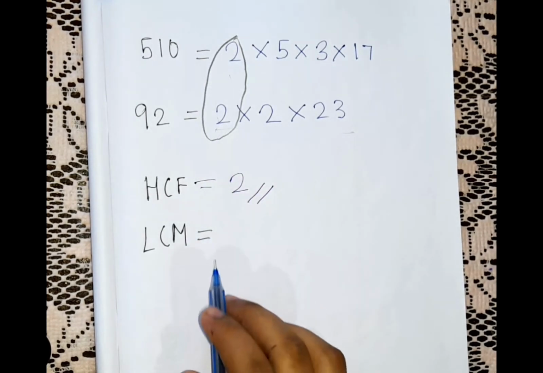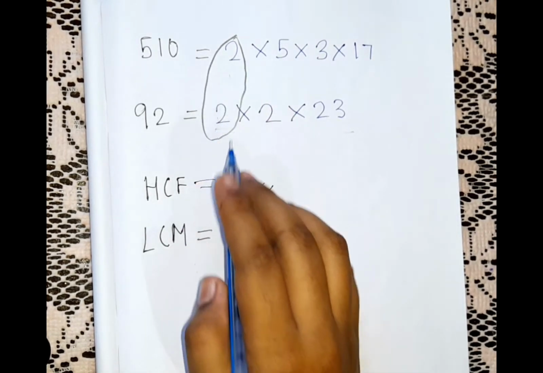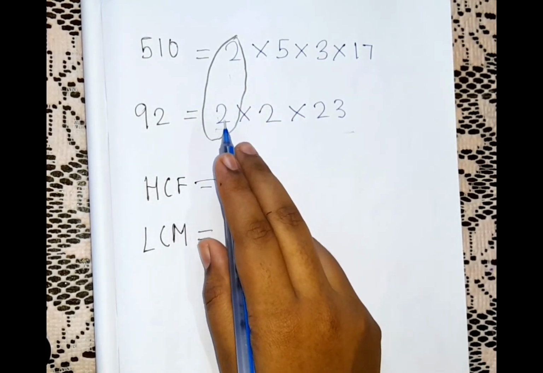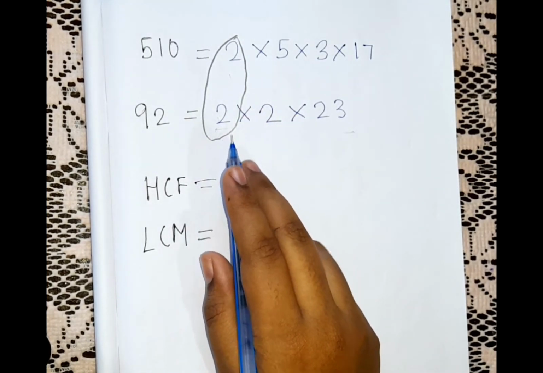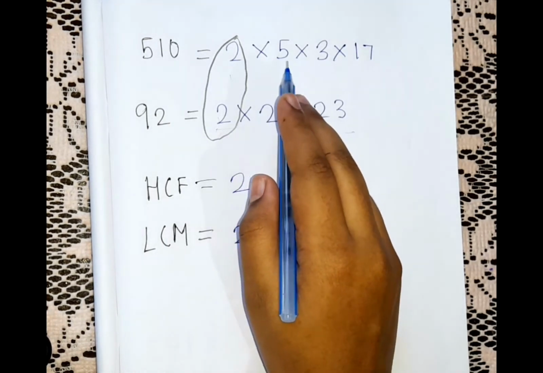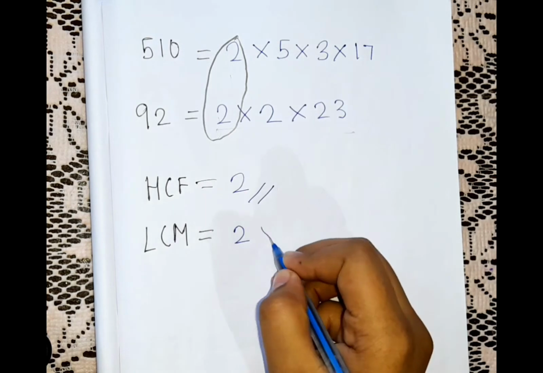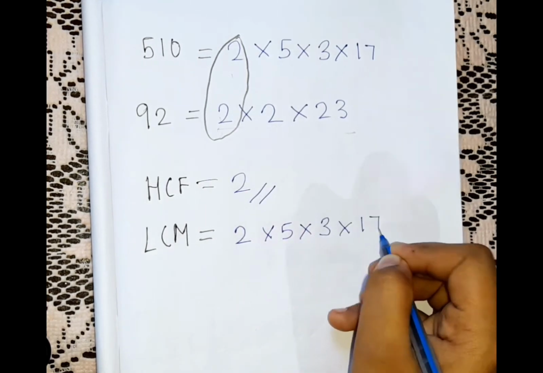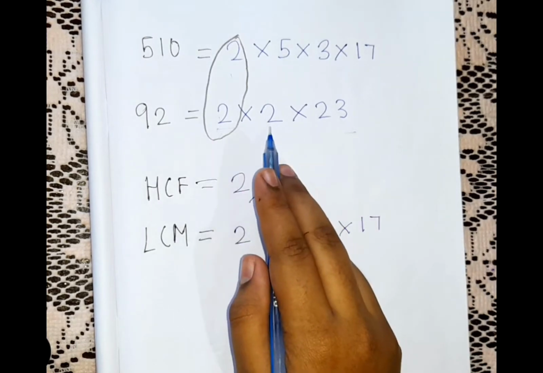And for LCM I am going to be taking these two numbers common, that is 2, here also it's there, here also it's there. So instead of taking 2 into 2 I am taking it 1 2. Okay, only 1 2, and after I am writing 5 into 3 into 17. And here we shall write 2 into 23.